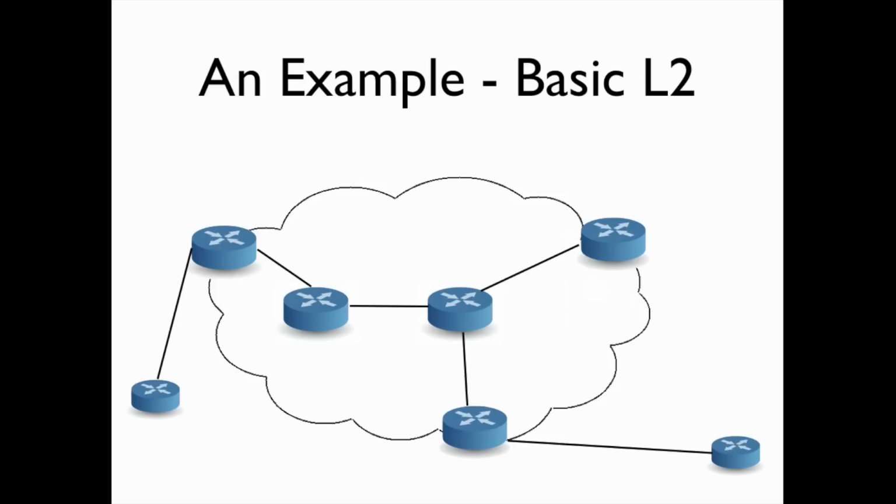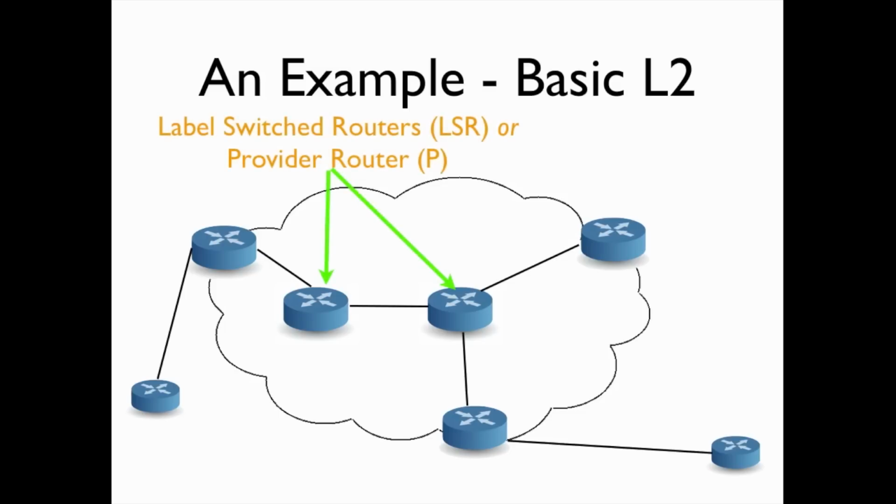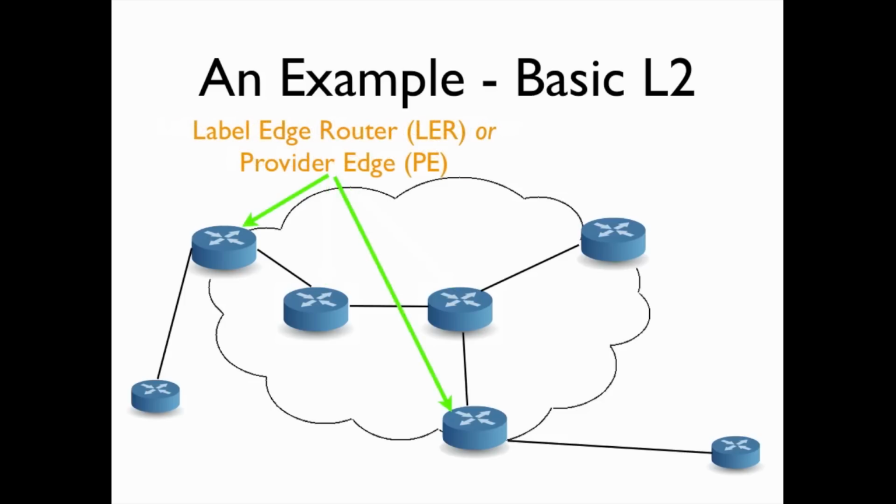Let's use simple examples to help build the concepts. So once again, we'll go through our terms. If that cloud denotes our MPLS network, the routers in the middle there are the provider routers, also called label switched routers. The label edge routers are on the side of our MPLS network. These are commonly the ones that do the push and pop operations.